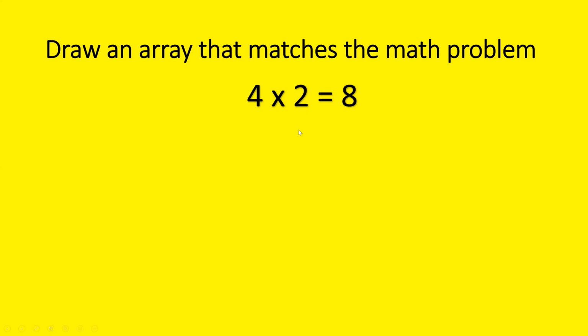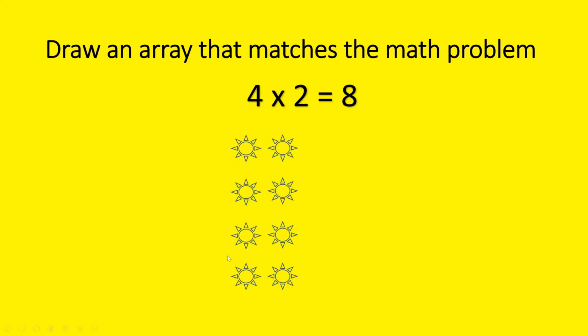All right, so this is what I drew. I have 2. Oh, there we go. We have all of our sons. We have 1, 2, 3, 4, 4 rows, and we have 2 columns across. There we go. So 4 times 2 equals 8.